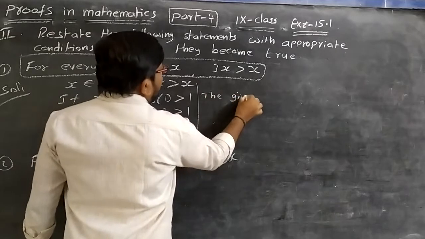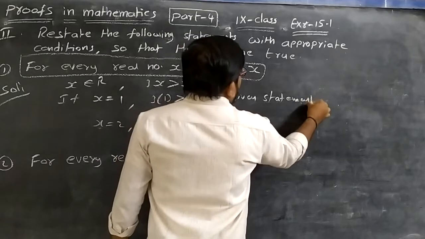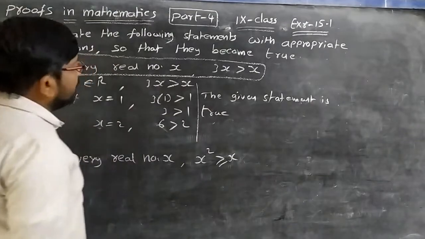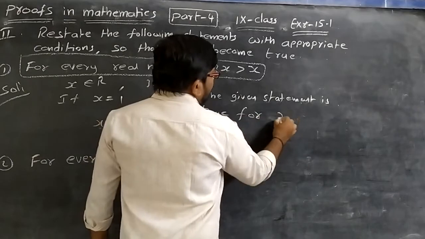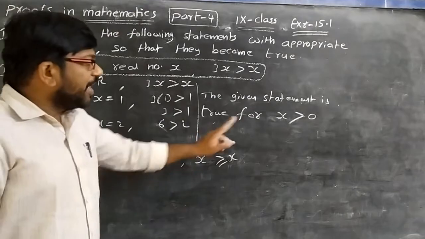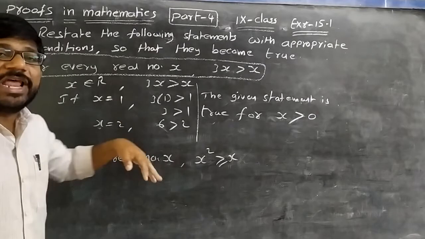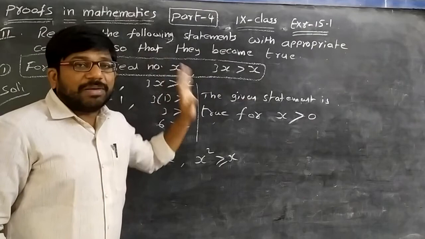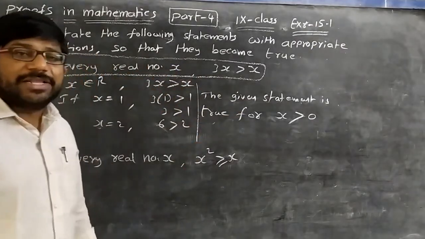The given statement is true for x greater than 0. So don't take negatives and don't take 0. So more than 0 means 1, 2, 3 like that. So x is a natural number, right? So the given statement is true for x greater than 0.